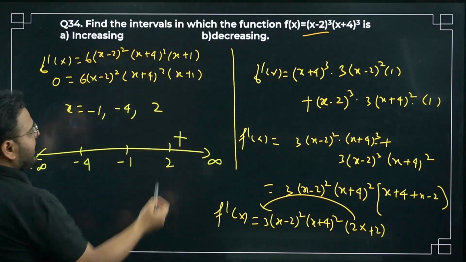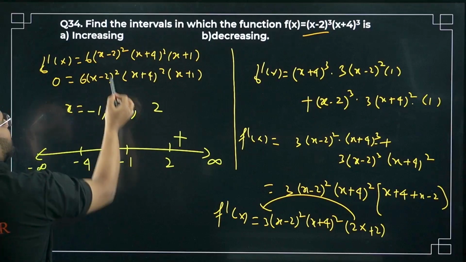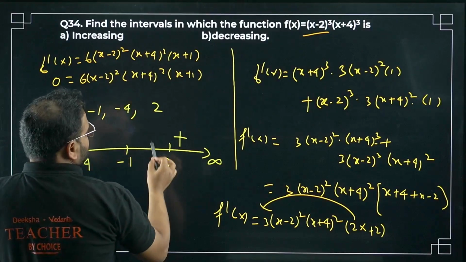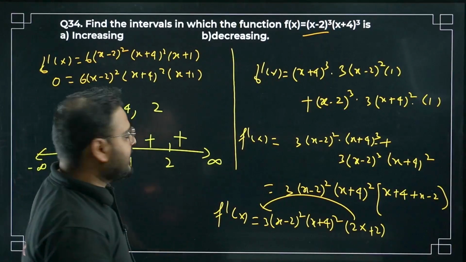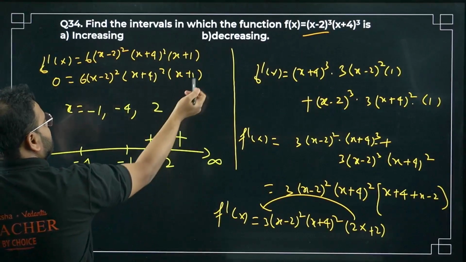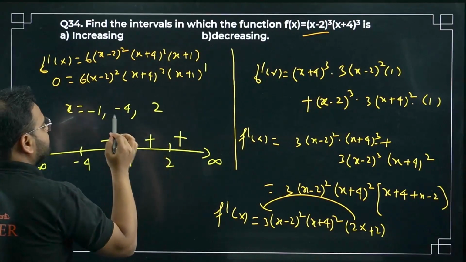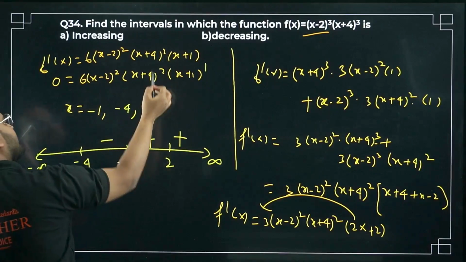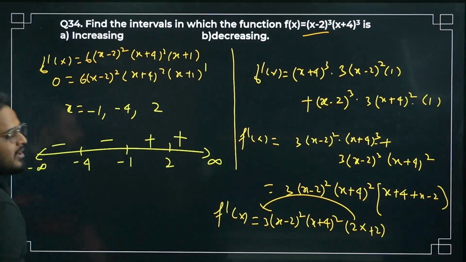So plus. Add 2. It's a whole square, no? Means even number of powers. So sign will not change. Will remain as it is. That minus 1. This is only one power, no? Sign will change. So negative. At minus 4. Again even powers, right? So will not change.